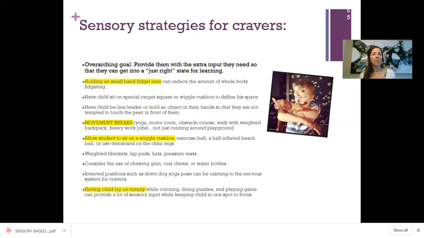You can have the child be the line leader so that they're not tempted to touch the peer in front of them. Movement breaks, of course, are really good.